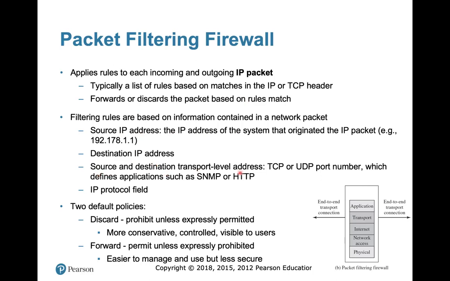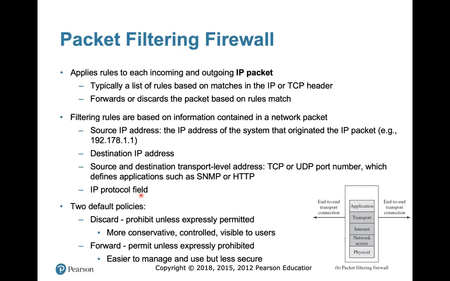Source and destination transport level addresses: TCP and UDP packets have something which is called a port number, and that port number sometimes defines the application. It says that, okay, is this, for example, an email packet or web browsing packet or file transfer packet or anything like that, which is called port number. The port number itself is also packet level information and can be used in order to give the firewall some clue if the packet should be forwarded or should be dropped.